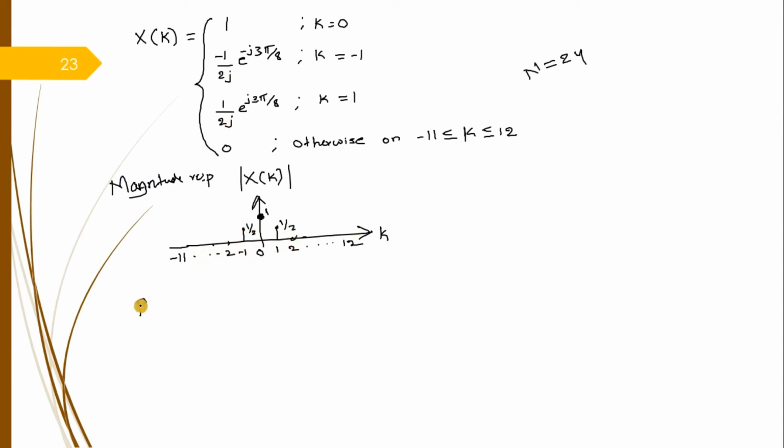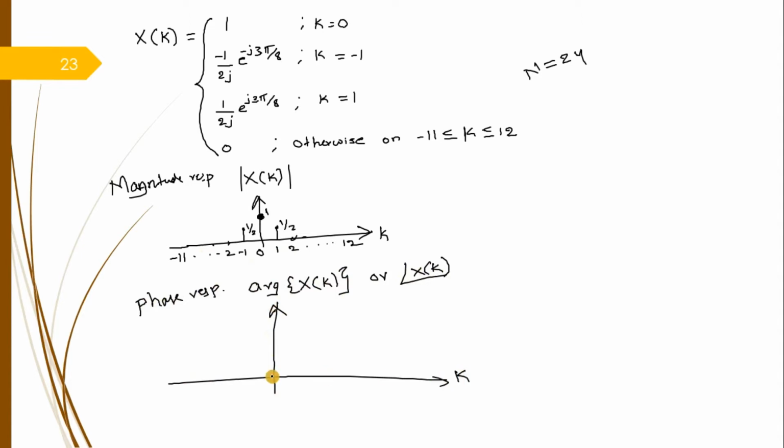Now similarly, if phase response is asked, phase response is argument of x of k. In some cases we will also write it as angle of x of k in short. So if I try to draw this, I would get it as 0, 1, 2 till 12, minus 1, minus 2 till minus 11. Okay, so at 0, you know that it is e raised to j0, right? E raised to j0 means the phase is 0. At k equal to minus 1, what is the phase? Minus 3 pi by 8.